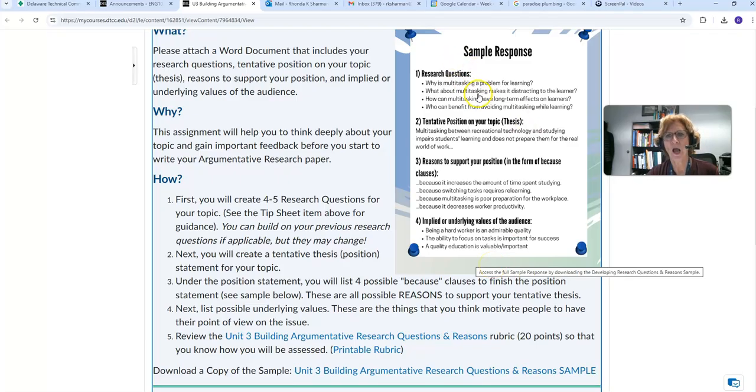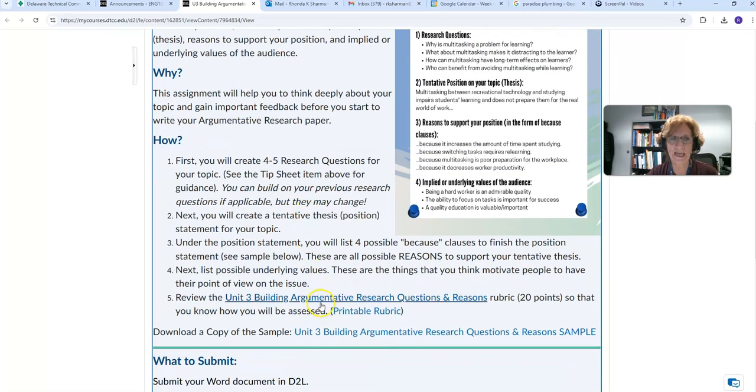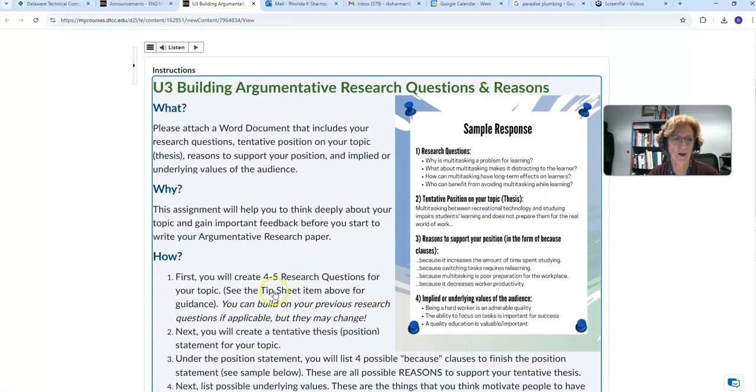All right, so create your document and then you'll be submitting it in D2L for this assignment. All right, hopefully that's helpful.